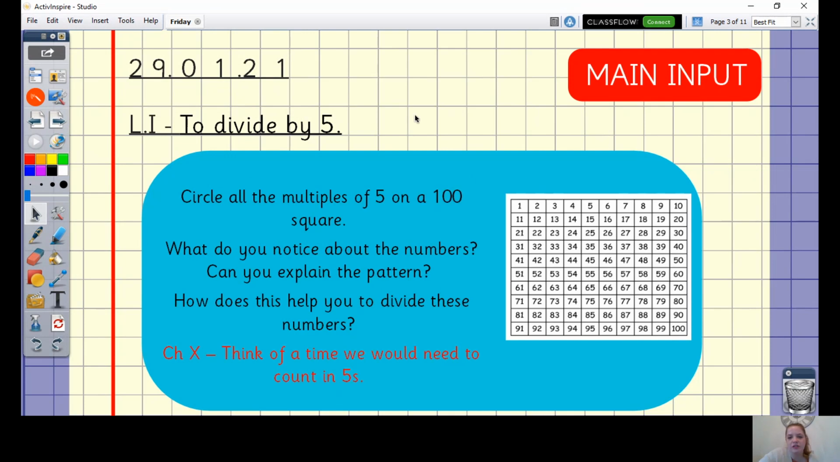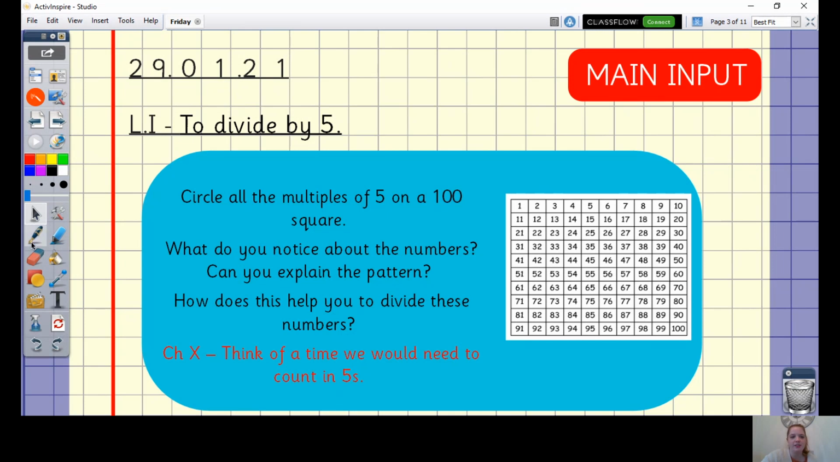Now, we've had a look at this 100 square already, and you did really, really well last week when we were looking at our times tables. So here, looking at our 100 square, I'd like you to circle all the multiples of 5 on the 100 square. Now as you circle them, I want you to think about, what do you notice about those numbers that you circled? Can you find a pattern? And how does this help you to divide these numbers?